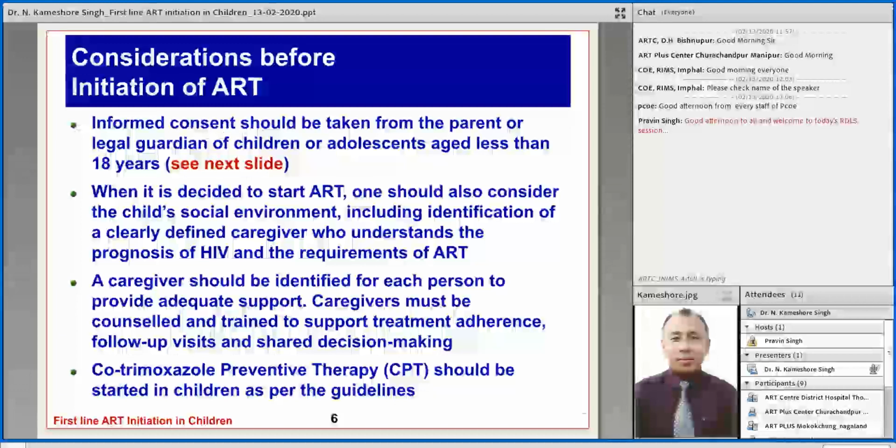When it is decided to start ART, one should also consider the child's social environment and the identification of clearly defined caregivers who understand the prognosis of HIV. Requirement of ART is also very important. A caregiver should be identified for each child to provide adequate support, and caregivers must be counseled properly, trained to support treatment adherence, and they should ensure follow-up visits and sharing of decision-making processes. Cotrimoxazole preventive therapy, CPT, should be started in children as per the guidelines given by NACO.